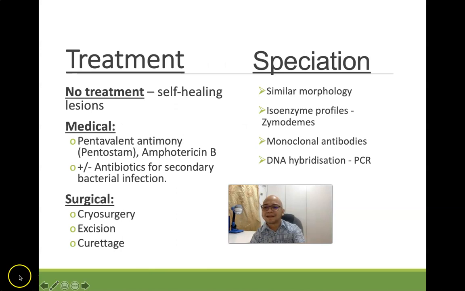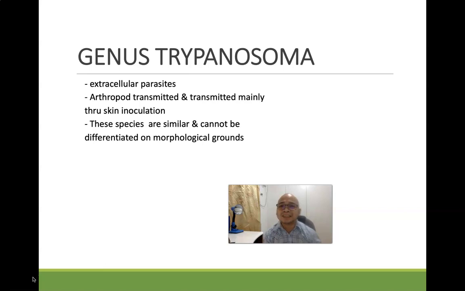Okay? So after Leishmania, the next genus that we will be discussing is the so-called Trypanosoma. So what's the difference between Leishmania and Trypanosoma? Unlike Leishmania, Trypanosoma is considered to be an extracellular parasite. So when you say extracellular parasite, it is not found inside the cell. For Leishmania, you'd notice that most of them are amastigotes. The diagnostic stage in humans is the amastigote, which means that they're found inside the cells, the spleen, liver, unlike Trypanosoma.